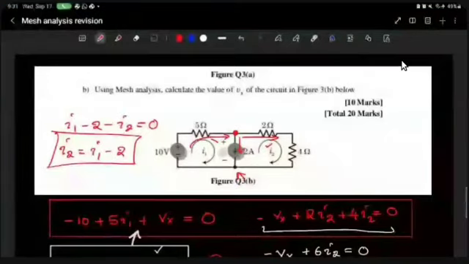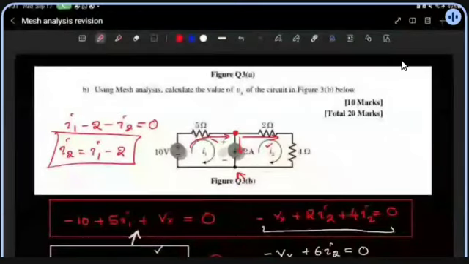So this is how you work out this problem. Any questions up to here?